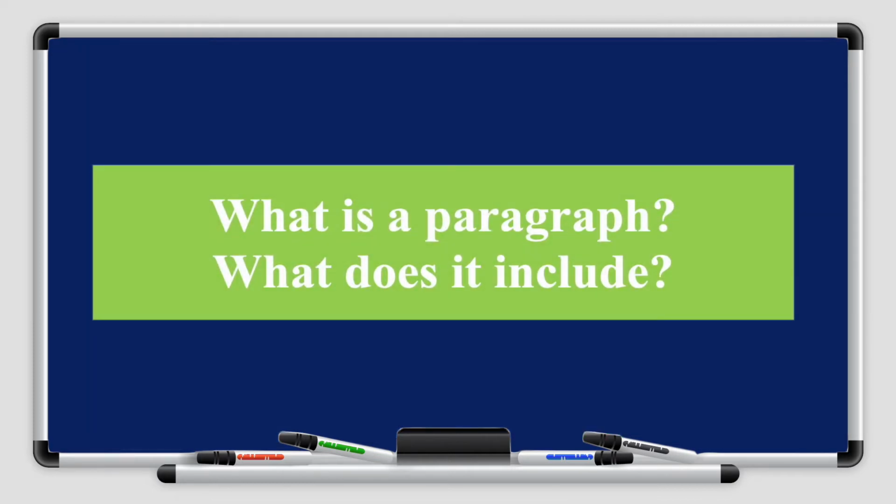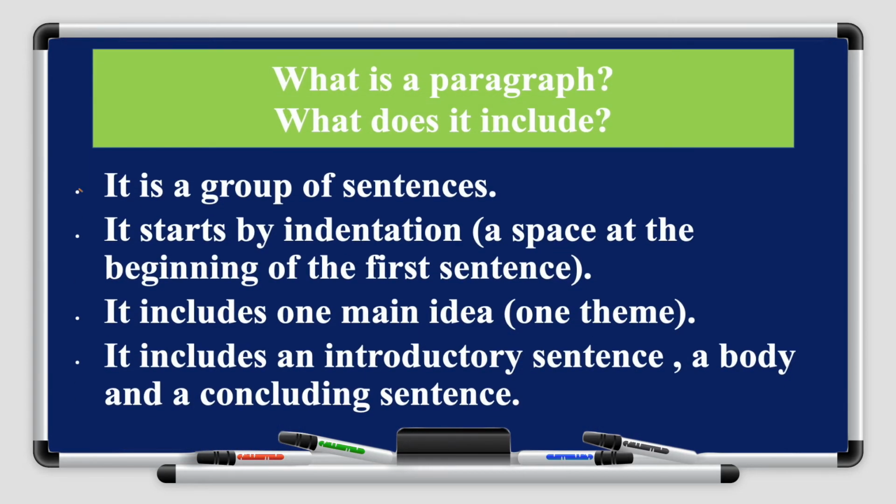So what is a paragraph? A paragraph is a group of sentences that has a topic sentence, a concluding sentence, and a body. It starts with an indentation. We keep a two-finger space in order to start our paragraph. And then we have our main idea, supporting details, and concluding sentence. Each paragraph has one main idea. You can't have three main ideas in one paragraph. Each idea is separated in a paragraph.